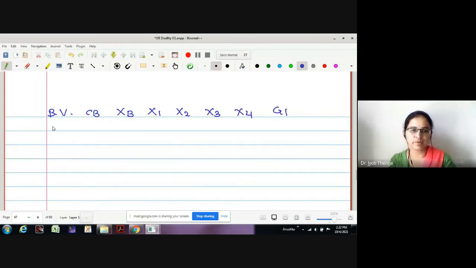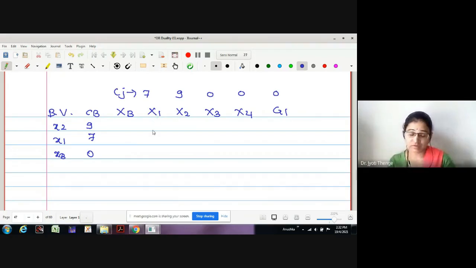What are the new basic variables? X2, X1 is going to remain as it is. Instead of G1, we will have X3. What is the cost vector? 9, 7. Cost of X3 is 0. Now, what are the CJ entries? 7, 9, 0, 0, 0 as it is.